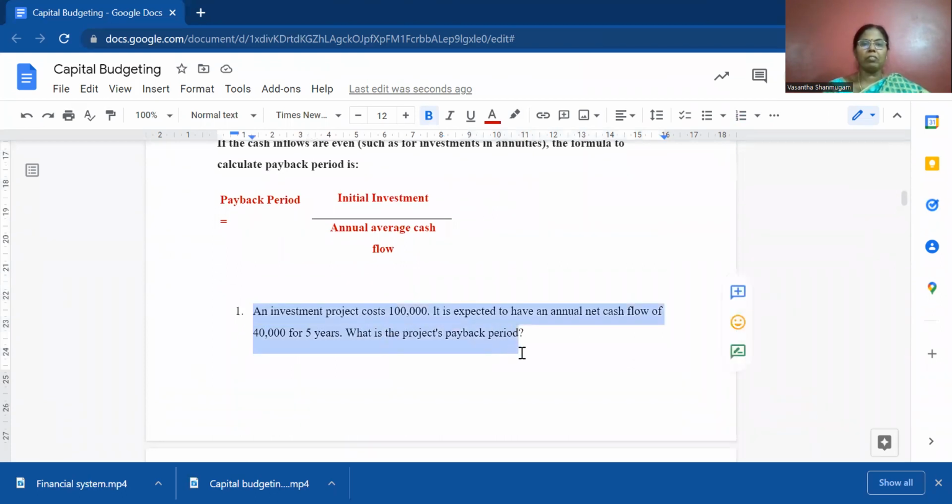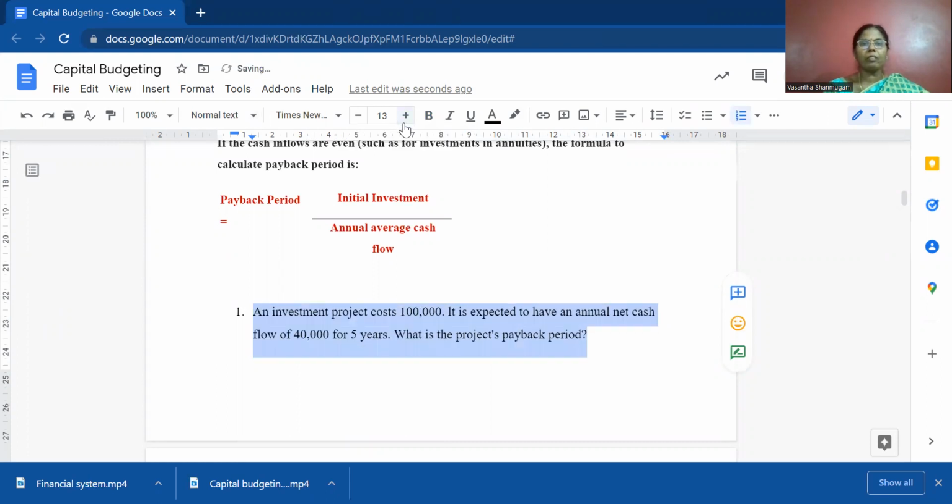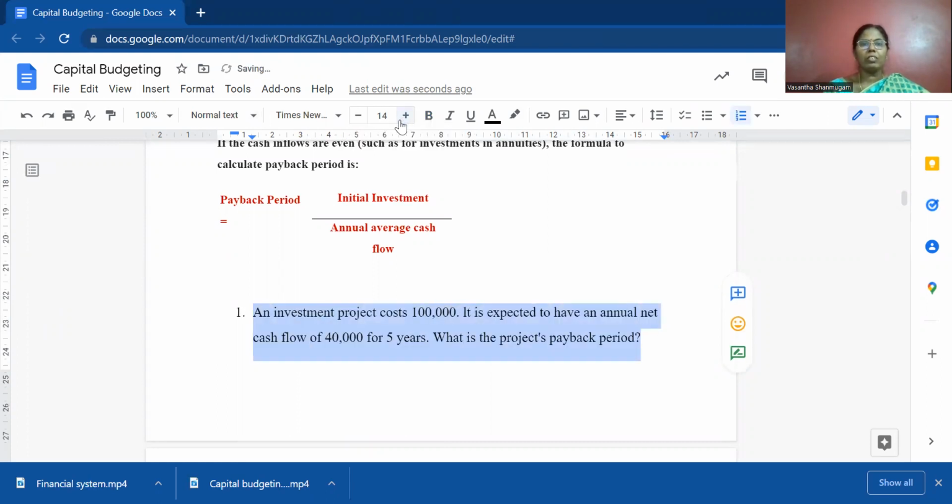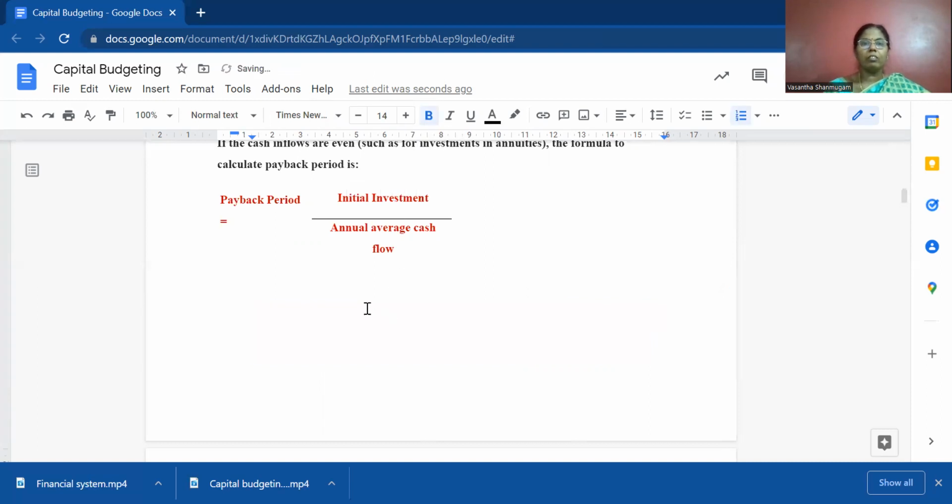The problem is given here. Actually, I wanted to explain the problem with the help of this. Okay, here, an investment, this is the problem. I'll just read it out.